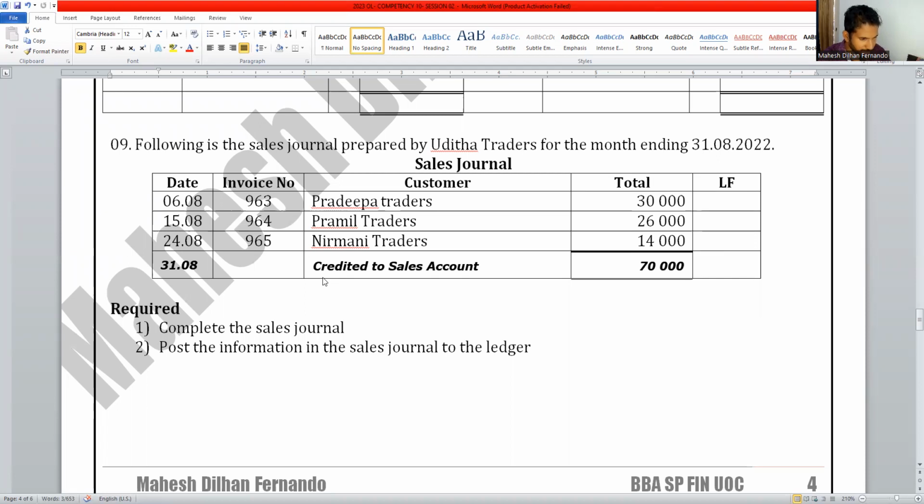Yes, Pradeepa account debit on 6th of August. Pramil account debit 26,000. The date is 15th August. And on 24th, you debit Nirmani Traders. And on 31st of August, you have to credit the sales. Very good, very good.